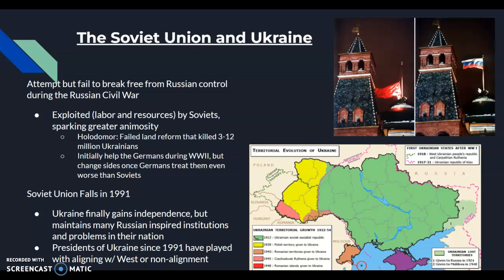And the Soviets also greatly exploited the Ukrainian people, such as the famous Holodomor. Again, apologies for my pronunciation. But it's, again, that failed land reform that's all too common with communist regimes. However, it was very severe land reform as it killed 3 to 12 million Ukrainians, as grain usage was prioritized for the Soviet people as opposed to the Ukrainian people.